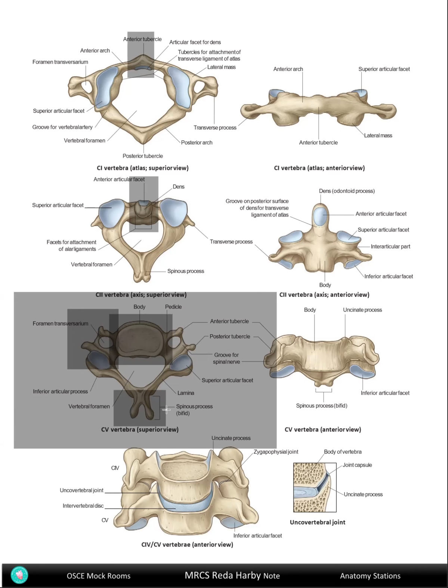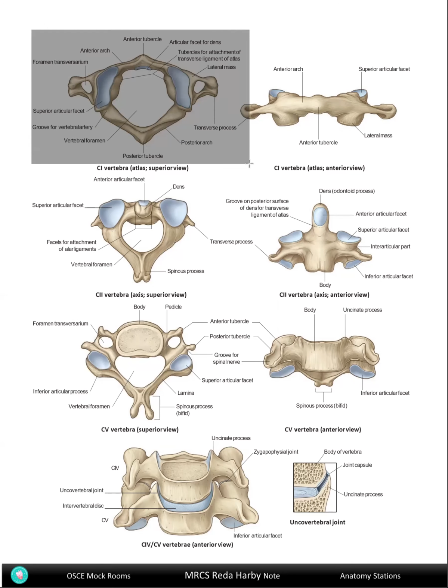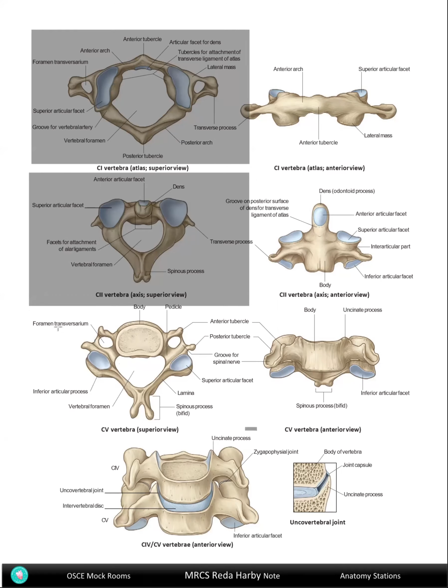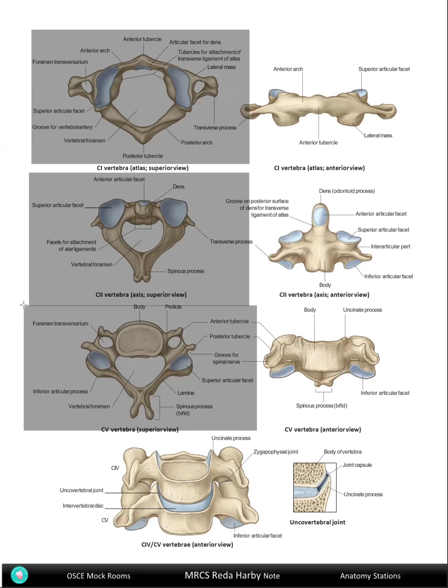And the oblique plane of the facet. Again, this is C1, this is C2, and this is the other one, the typical, C3 to C6. Look at the front: broad body. Broad body from the front.